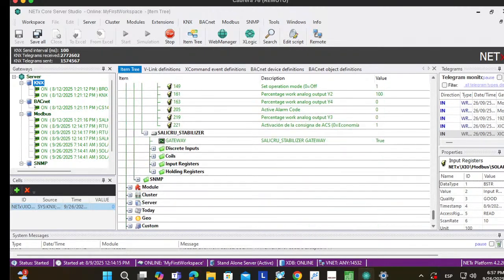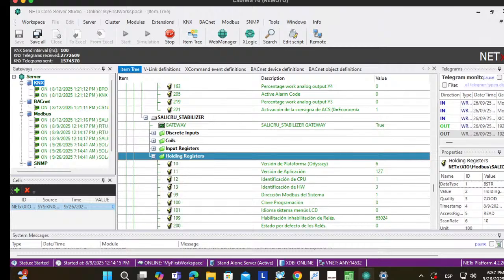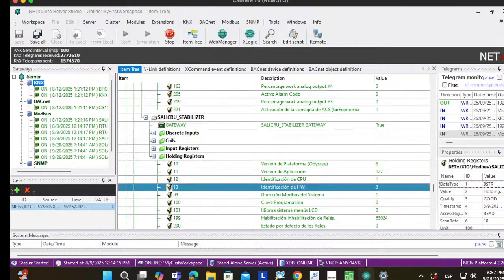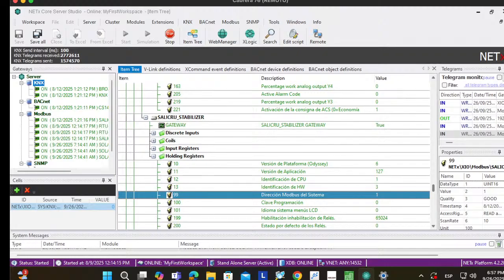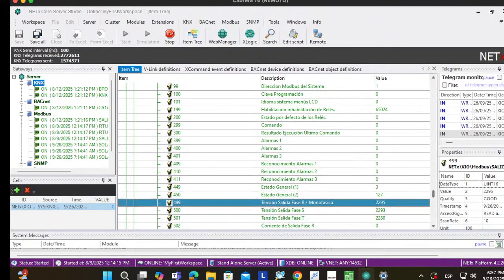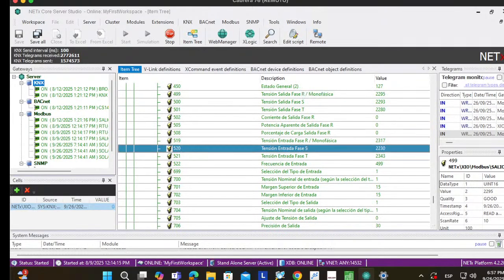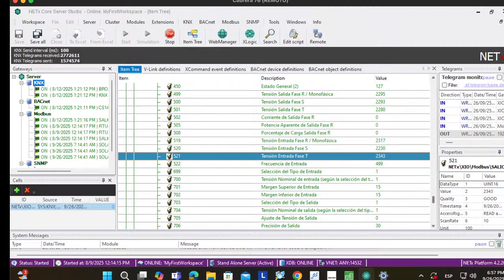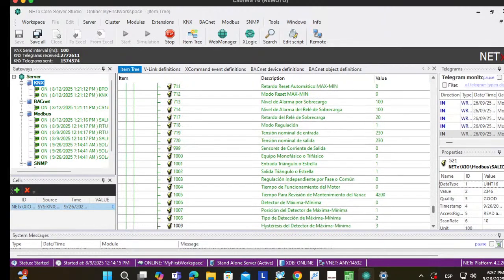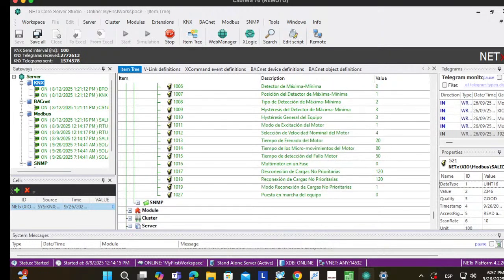Let me see what I have here. This is a stabilizer. Take a look, there are some other variables I can get, like the voltage value. This is three-phase, so I have phases 1, 2, 3 here. Great. In this case, I'm getting this information from Modbus.